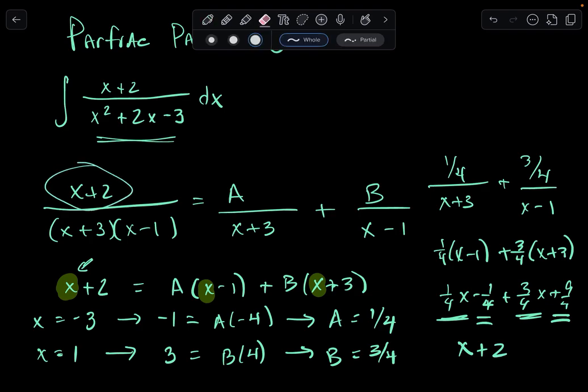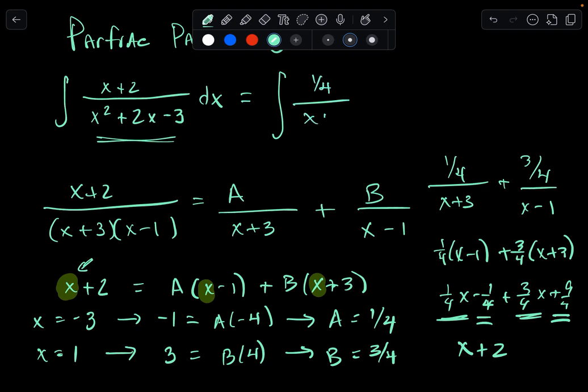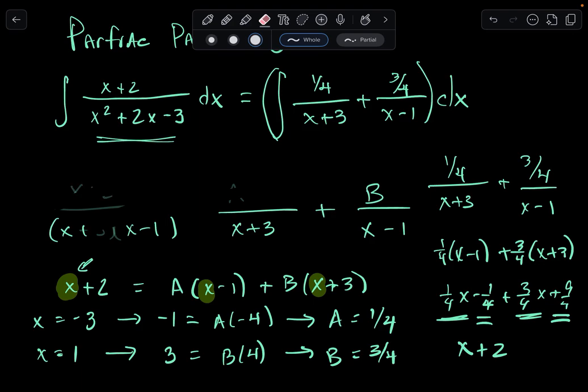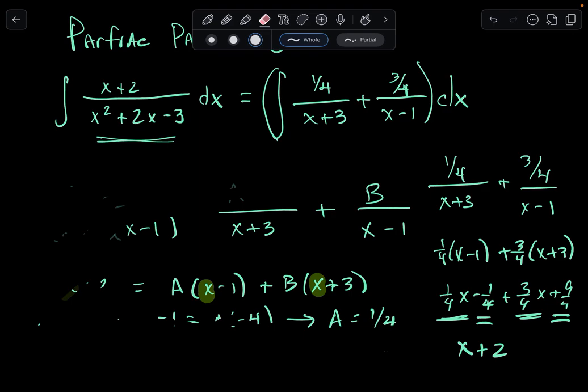So that's, yeah, it's kind of remarkable that it works out like this. All right, so then what we're going to do is we're going to take our original integral and integrate the simpler form, right? We're going to do the 1/4 over x plus 3 plus the 3/4 over x minus 1. And let me erase all this stuff down here to give me some space. But I think you can see where this is going to go, right?